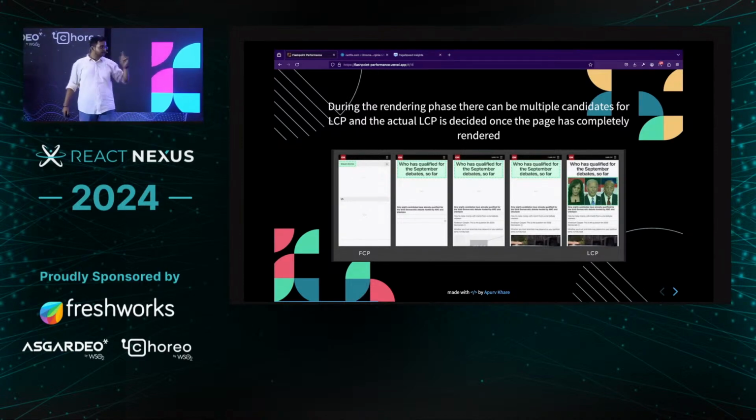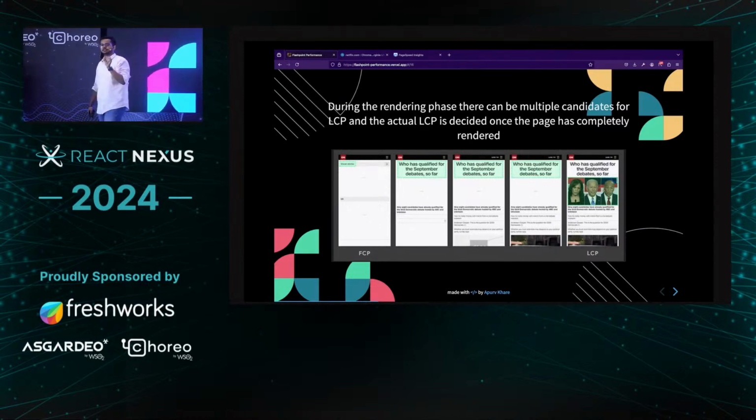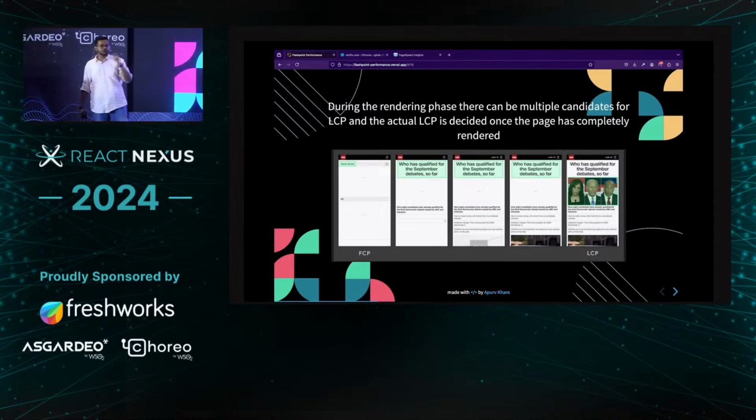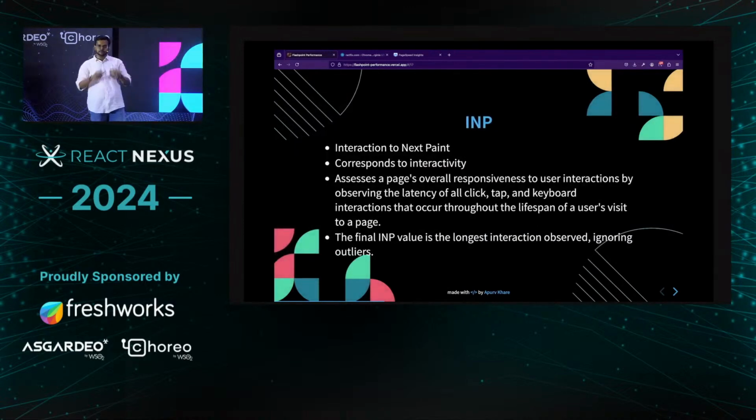So the time taken to render this image is your LCP. And there are standard scores for having good Core Web Vitals metrics, similarly for other metrics also. The actual score is not important. We'll see the demo in PageSpeed Insights, but you need to be in the good score of that.